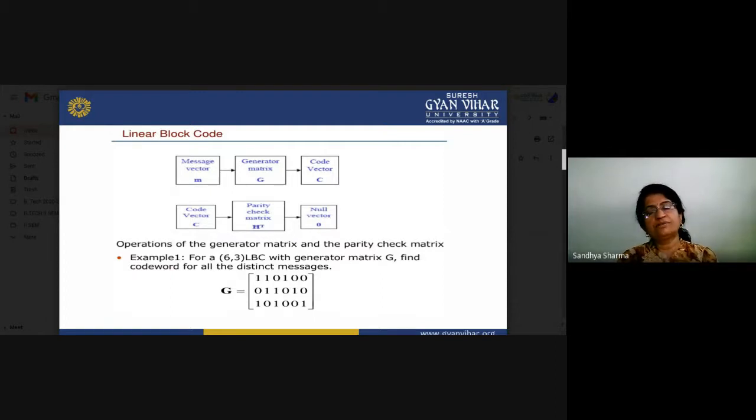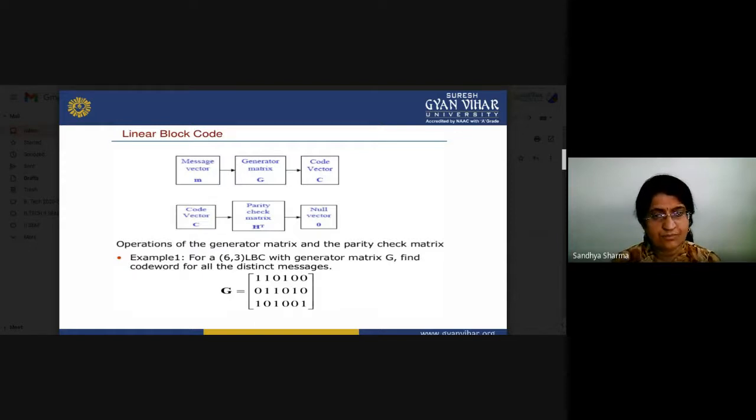This is basically how it will work. First of all, by using the generator matrix, you will convert your message signal into the code word, and by using the parity check matrix H transpose, you will convert your code vector into the null vector, or you can also call it an error vector, which will be 0.